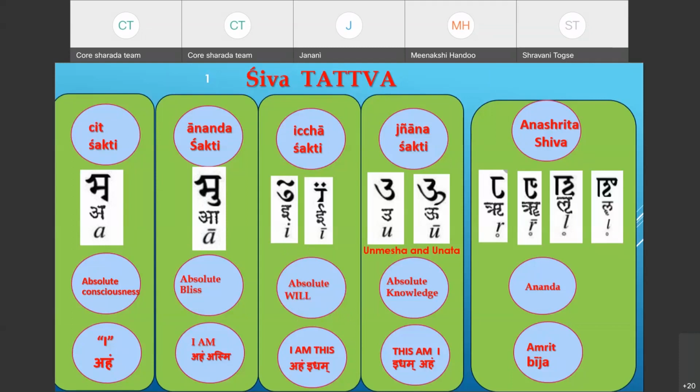And after this will, the next is the absolute knowledge. Then the knowledge comes under him. The absolute knowledge, which is the Jnana Shakti, is represented by U and U. I have already spoken about these two. These are called Anashrita Shiva, where Lord Shiva comes back. He sees that there is some apprehension, and then he comes into the state of voidness. He does not manifest. He just resides back again in his own state of Ananda bliss, which is represented by these Prana Bijas or Anahata Shiva, Amrit Bija.